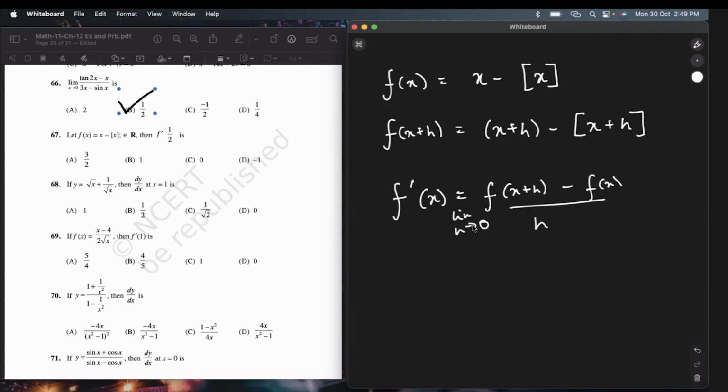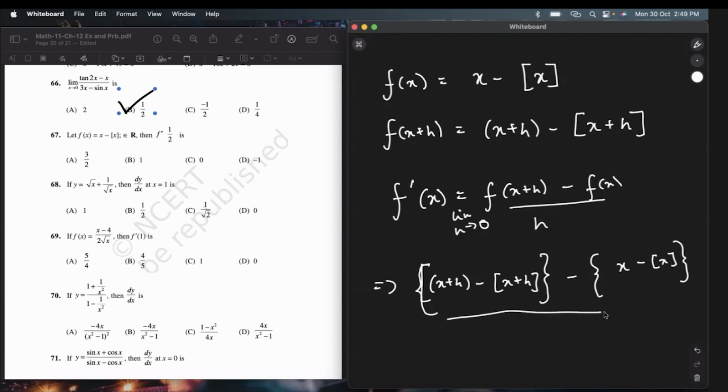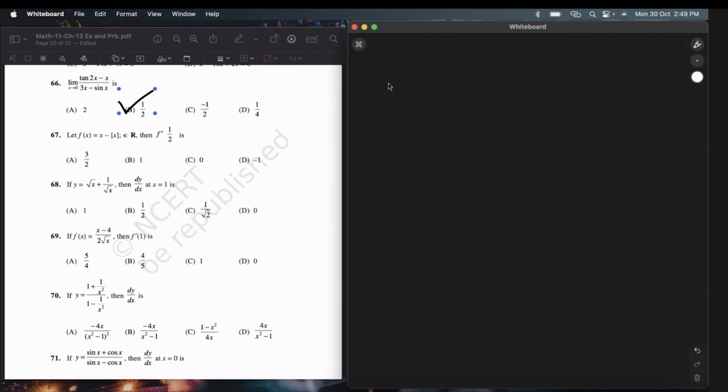Alright. Now, if I just put in the values that I have in place of f(x plus h), I can just write like this: x plus h minus GIF of x plus h. All right, let's make it a curly one. All right, and subtracted by x minus GIF of x and whole divided by h. All right, simple enough. So from here I can write it as limit h tends to 0.